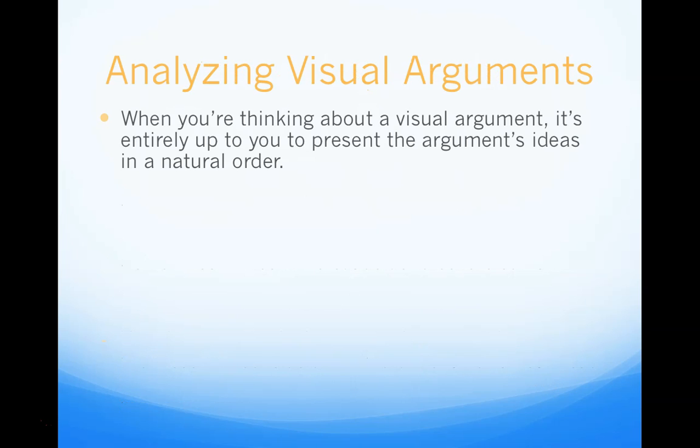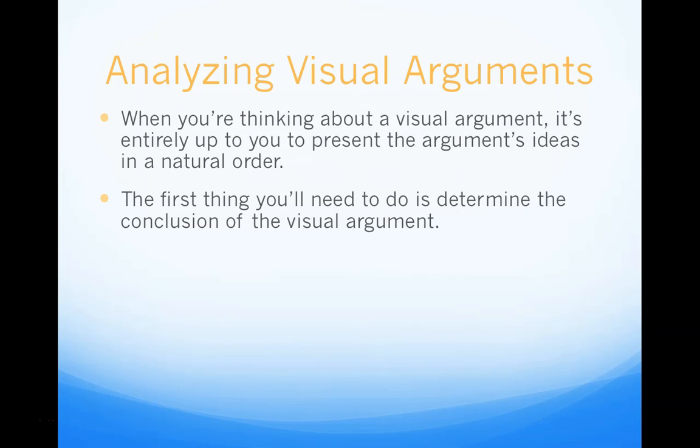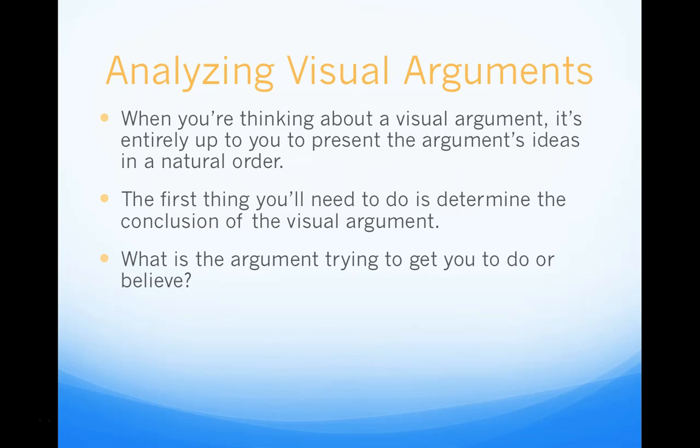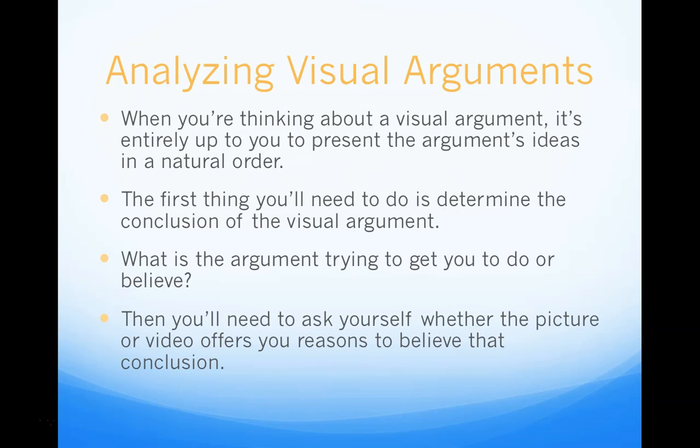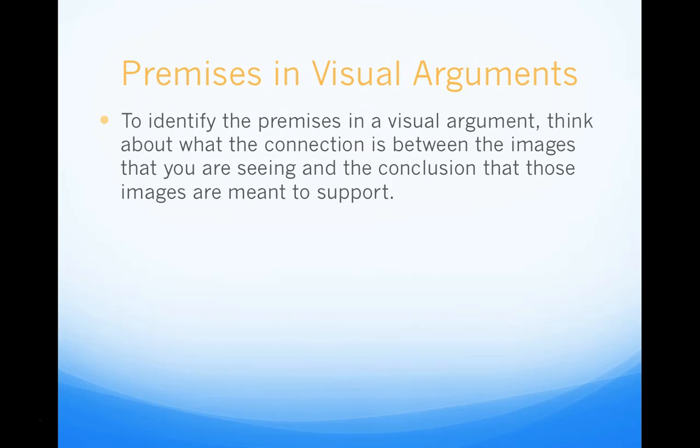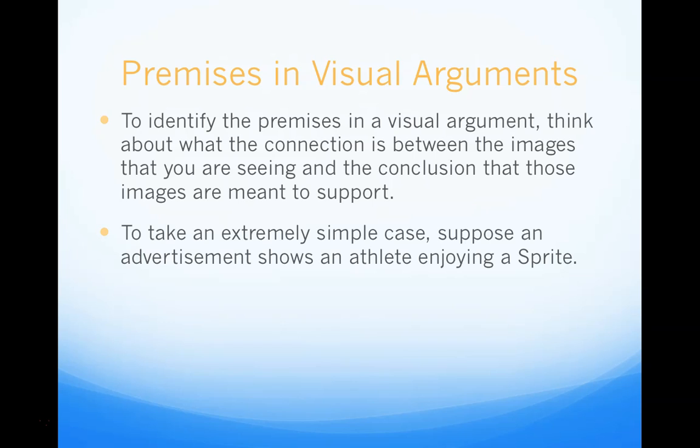When you're thinking about visual arguments, it's entirely up to you to present the argument's ideas in a natural order. The first thing that you'll need to do is to determine the conclusion of the visual argument. So, what is it that the argument is trying to get you to do or to believe? Then, you need to ask yourself whether the picture or video offers you reasons to believe that conclusion. If so, these will be the premises of the argument. To identify the premises in a visual argument, think about what the connection is between the images that you're seeing and the conclusion that those images are meant to support.